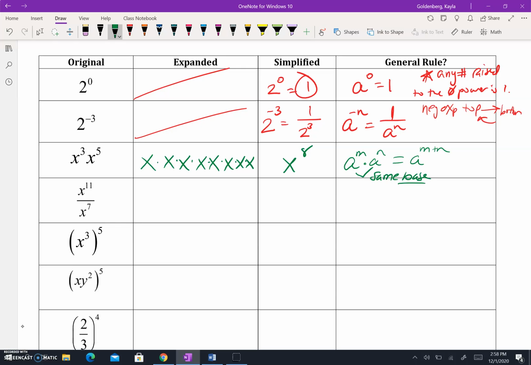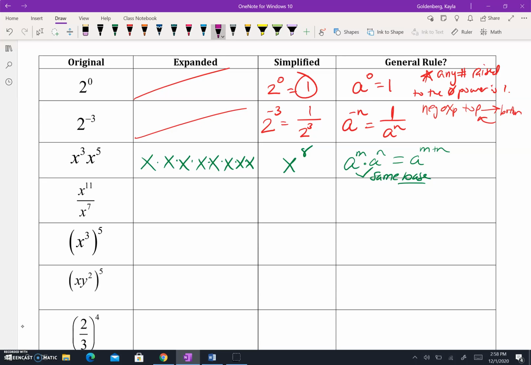We use the word base to refer to the bottom number that's being raised to a power. So like in our example, we had x cubed and x to the 5th. That would not have worked for something like x cubed times y to the 5th, right? Those can't combine because they're different variables at the bottom. So keep that in mind as we're working. That's what we mean by having the same base.